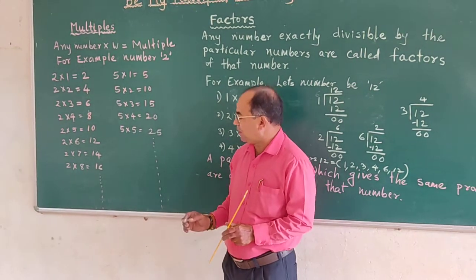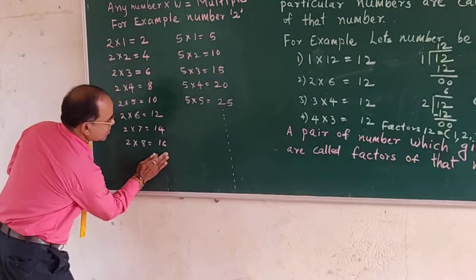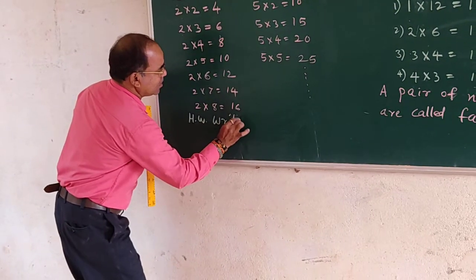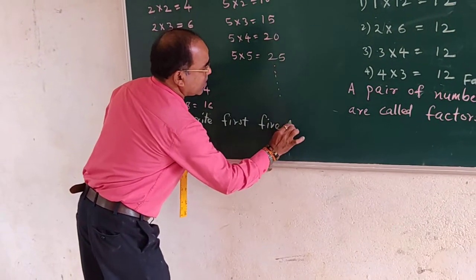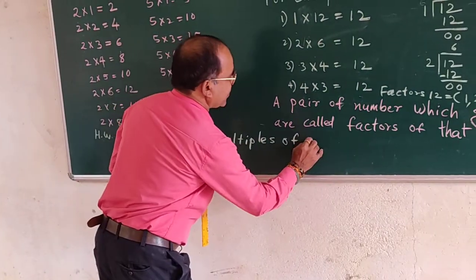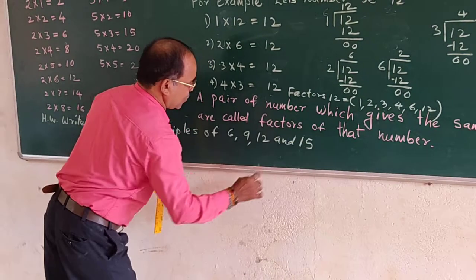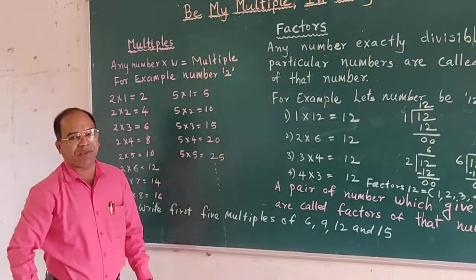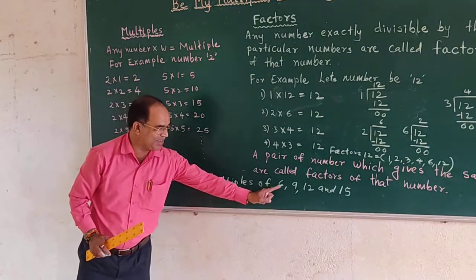Okay, here I will give you a very short homework. Write the first 5 multiples of 6, 9, 12 and 15. It is a very small homework for you. You have to write the name of the topic in your maths notebook and then solve this.